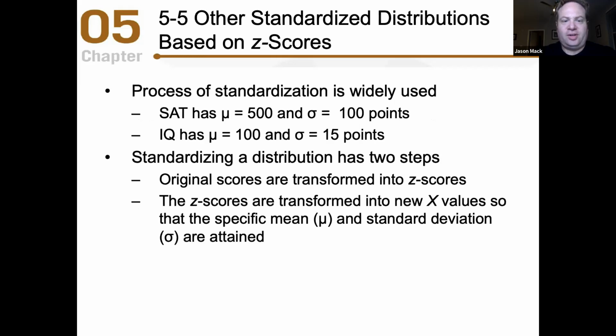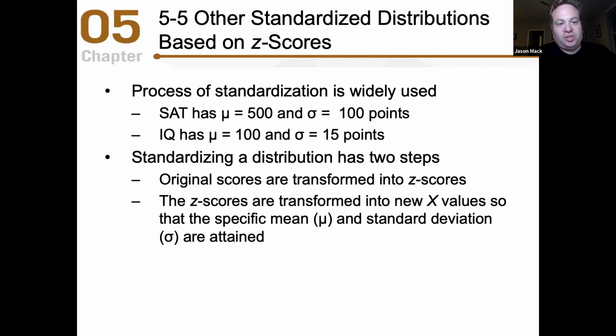Other standardized distributions based on z-scores. The process of standardization is widely used. The SAT has a mean of 500 and a standard deviation of 100 points. The IQ score, I mentioned that before, has a mean of 100 and a standard deviation of 15 points.